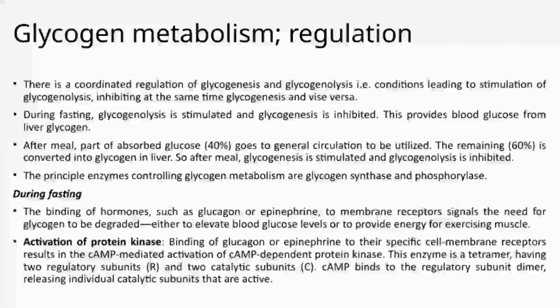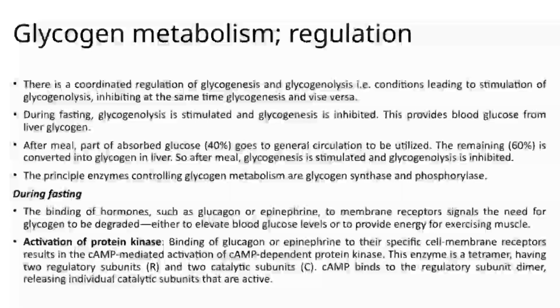Conversely, after a meal, the situation reverses. Part of the absorbed glucose, about 40%, enters the circulation for immediate use by tissues. The remaining 60%, however, is converted into glycogen in the liver. So, after eating, glycogenesis is stimulated to store this excess glucose, and glycogenolysis is inhibited. The key enzymes controlling these processes are glycogen synthase, which promotes glycogen formation, and phosphorylase, which breaks down glycogen.